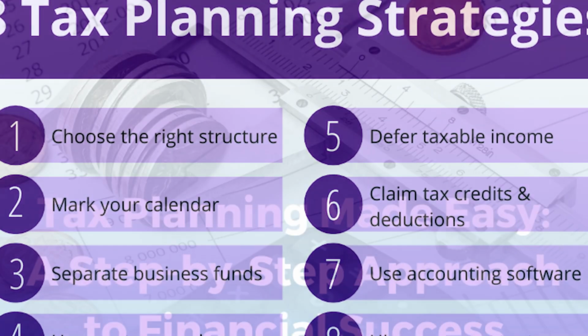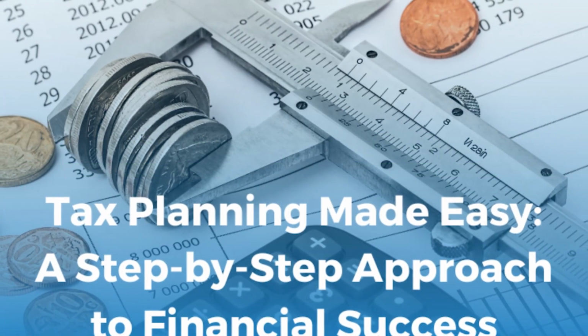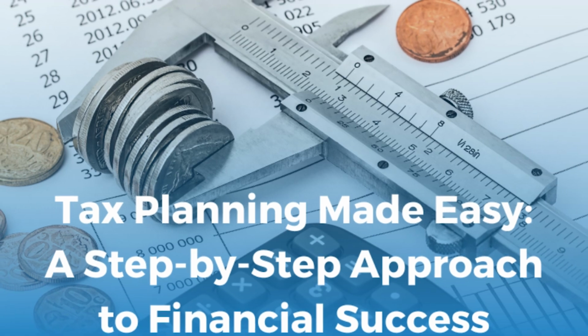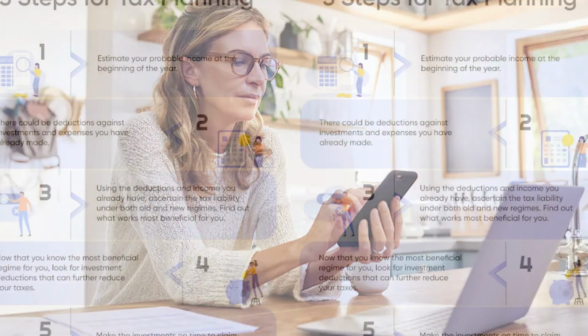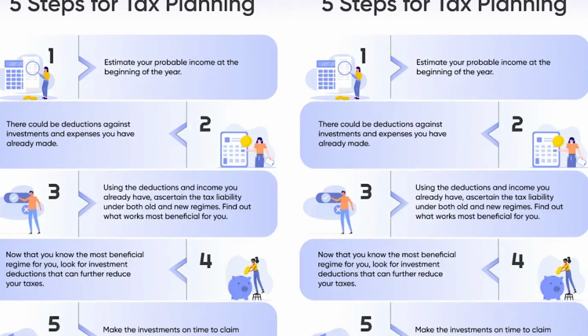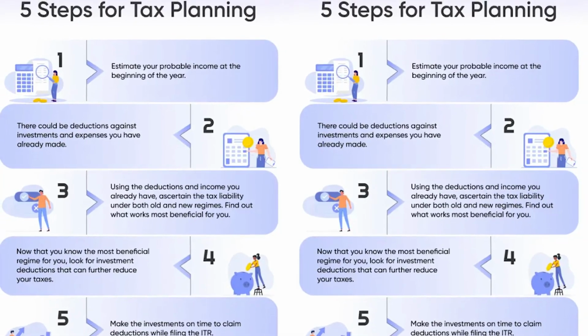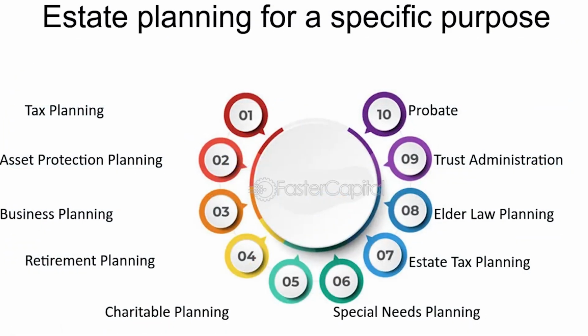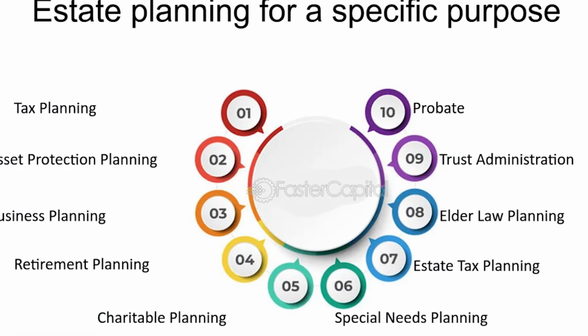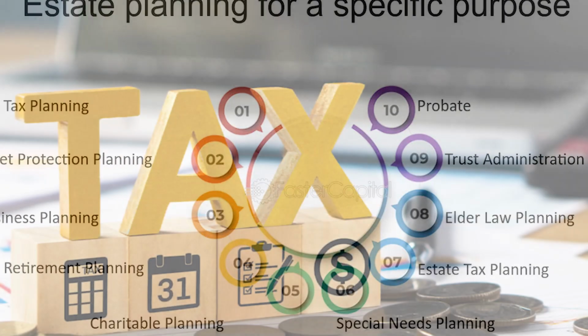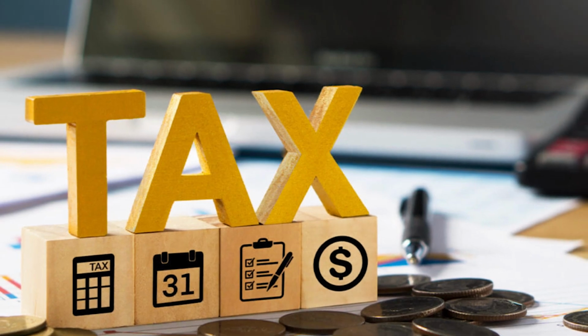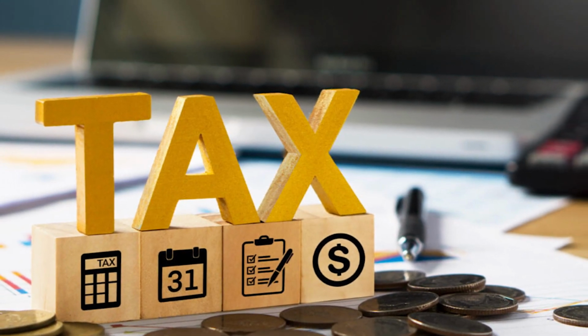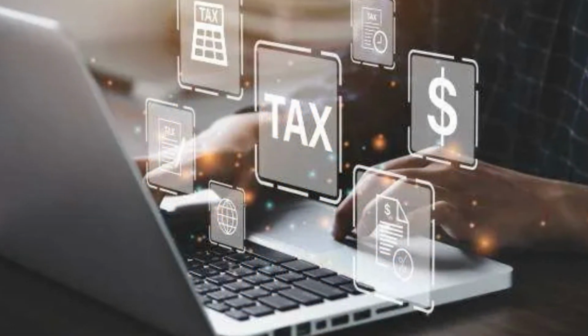Step 4 is knowing your deductions and credits. Deductions lower your taxable income, while credits reduce the actual amount of tax you owe. For example, if you have a taxable income of $50,000 and you qualify for a $5,000 deduction, your taxable income becomes $45,000. If you then have a $1,000 credit, that amount is directly subtracted from your tax bill.